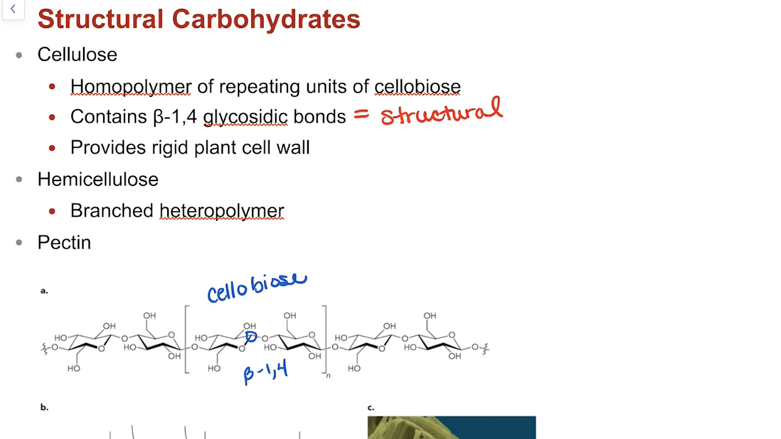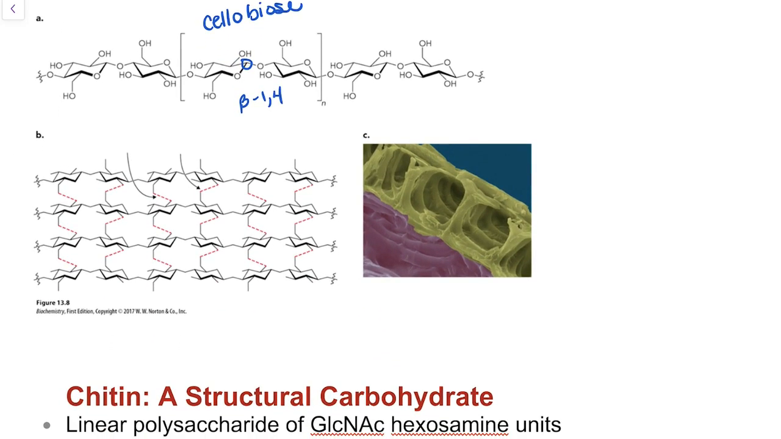Hemicellulose and pectin are also polymers that are mentioned in your book. We're not going to take a huge look at them there. You can, if you will. Hemicellulose is branched, unlike cellulose that is not. So cellulose are these repeating huge long strands.